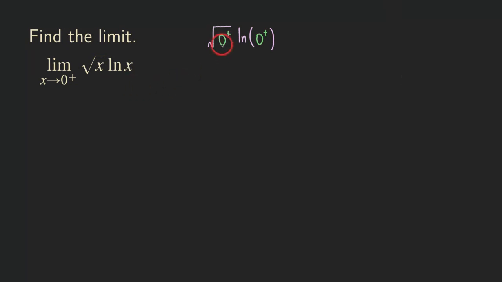This is the square root of a quantity that's approaching 0 from the right side, and so as you can see, that's also approaching 0 from the right side. So this quantity right here is also approaching 0 from the right side. But what about this ln of some quantity? That quantity is approaching 0 from the right side. This one is actually approaching negative infinity.